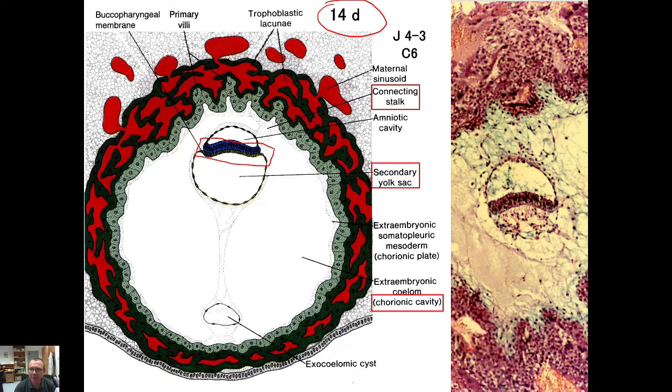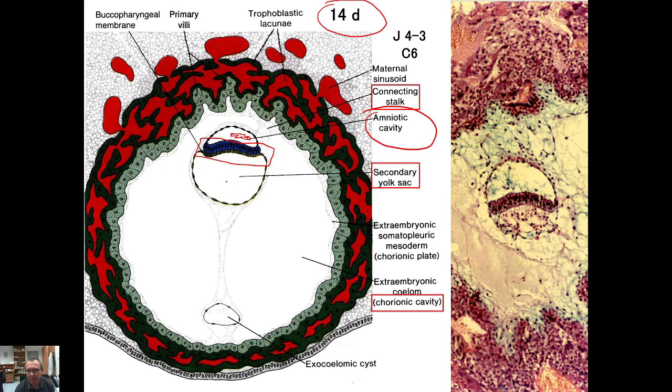Bilaminar germ disc isn't alone here. It is surrounded by its two cavities. The cavity above the epiblast is called the amniotic cavity. Amniotic cavity is here, this smaller cavity, and it is bordered by epiblast and by flat cells derived from the embryoblast, developed during the process of dehiscency of the embryoblast, which are called amnioblasts.